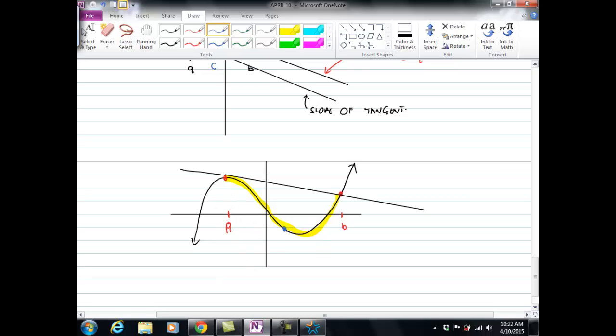I'm just figuring out how my C would look. It would be here somewhere. Yeah, C would be somewhere around here, because the slope of the tangent line would look something like that. See? There's my C value right there. Always the case. That's the mean value theorem.